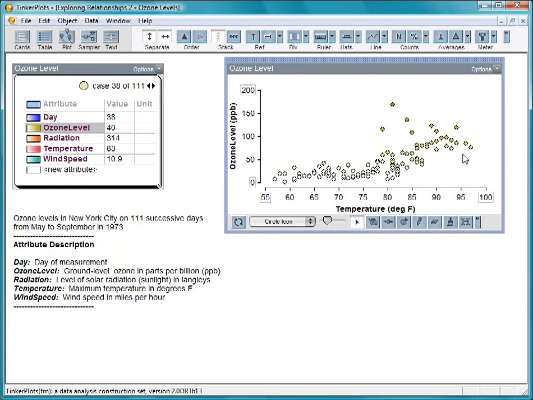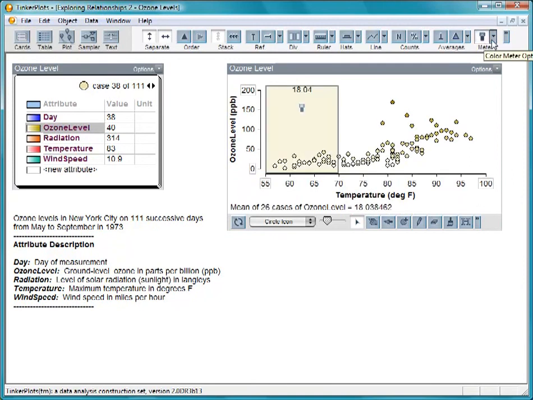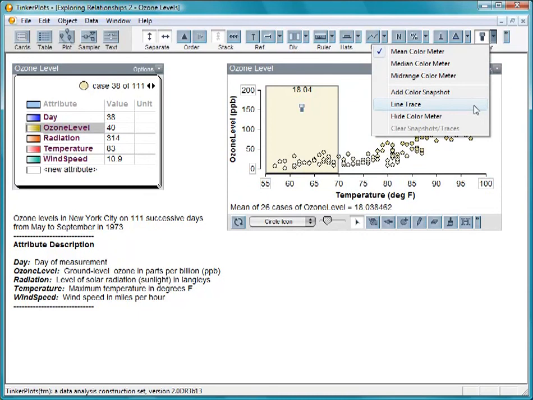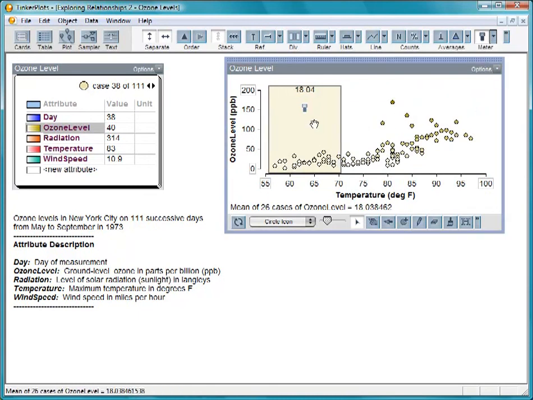Let's use the color meter to help us read and summarize this scatter plot. Turn on the option Line Trace. Now, as we move the color meter, it traces the average ozone level as we move toward higher temperatures. This is very useful in summarizing the trend. For the lower values of temperature, the ozone level doesn't go up very much. But once the temperature gets to 70 degrees and warmer, the ozone level increases at a pretty consistent rate.